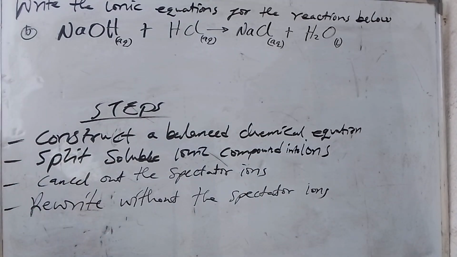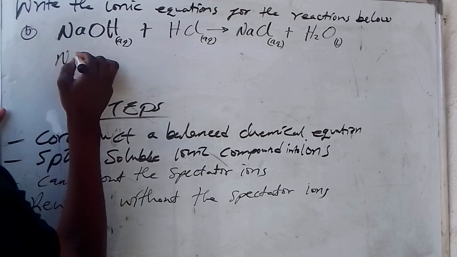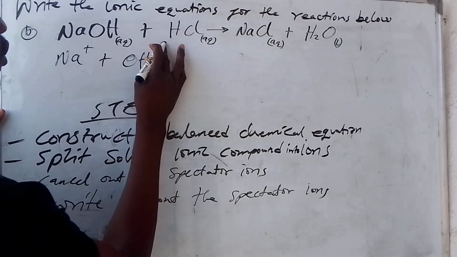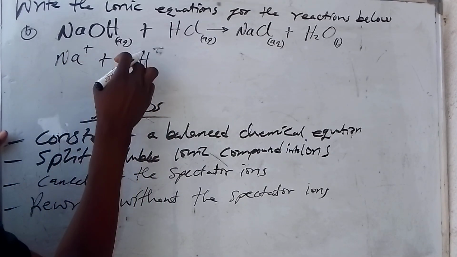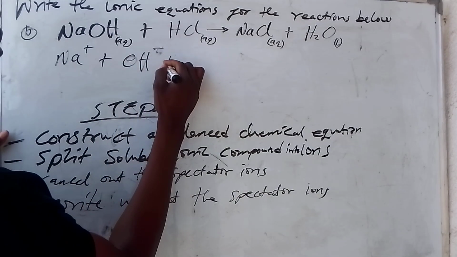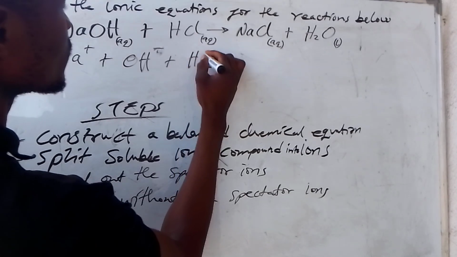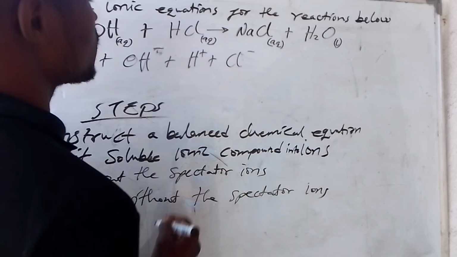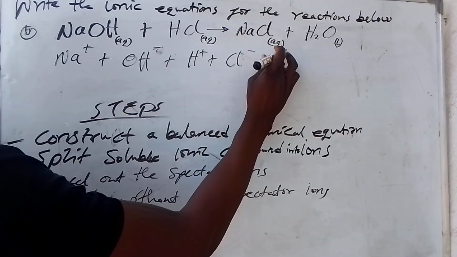Step number 2, split soluble ionic compounds into ions. So we are going to split these which are in aqueous solution. We have sodium ions with hydroxide ions. We just put a negative here because this is one positive, this is one negative. Plus, this one is also in aqueous: hydrogen, which is always a positive, and chloride ions, which are negative, to produce sodium chloride, which is in aqueous.